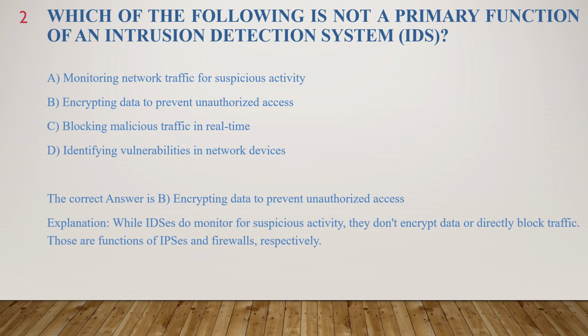C. Blocking malicious traffic in real time. This is another key function of an IDS. Once it detects suspicious activity, it can block the associated traffic in real time to prevent further harm. D. Identifying vulnerabilities in network devices. While IDS can sometimes identify vulnerabilities as part of its analysis, its primary function is not vulnerability scanning. Dedicated vulnerability scanners are better suited for this task.